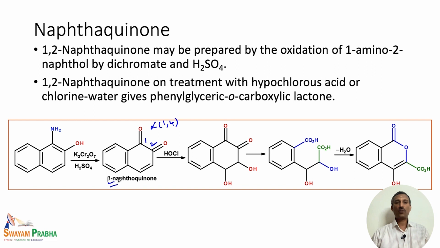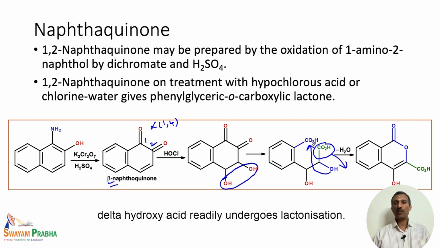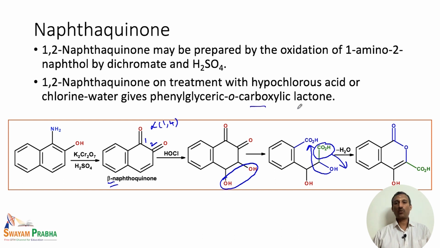This is called beta-naphthoquinone, and it is formed from the corresponding 1,2-amino-hydroxy derivative. On treatment with HOCl, hypochlorous acid, it gives the corresponding oxidized product, where two hydroxy groups are introduced, and this can be opened up to give the dicarboxylic acid, which loses a water molecule to give the cyclized product. In this particular case, one of the carboxylic acids, the green one that we have shown, moves toward this side, and this hydroxy forms the ester. So the hydroxyl and the acid form the ester. That is how we get the lactone as shown here, and this hydroxy remains as it is, and the carboxylic acid group is formed here. So the corresponding phenylglyceric ortho-carboxylic lactone is formed in this particular reaction.